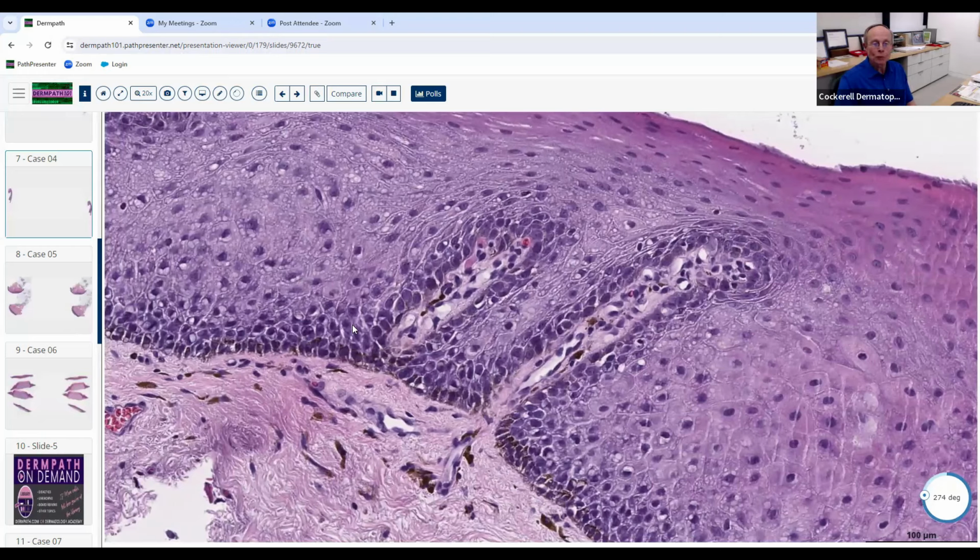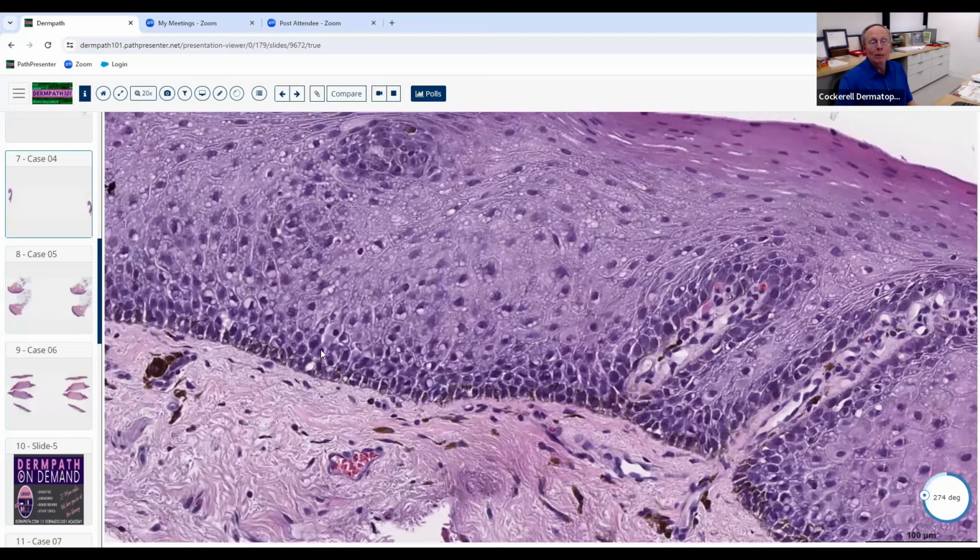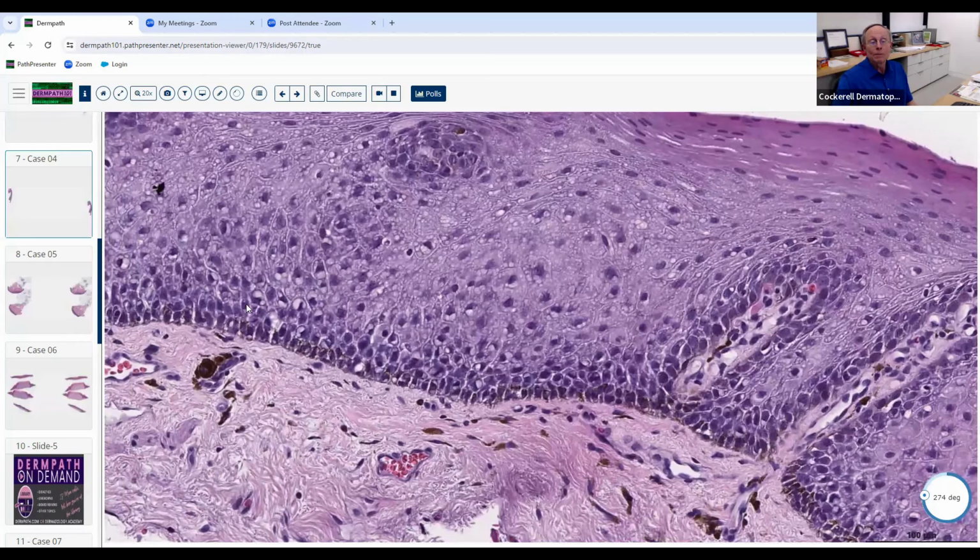If it's melanoma in situ, they do tend to get way up in this area here. And you'll also start seeing some pagetoid spread, some large cells with some clefts around them. They won't be confined to the epithelium here. They're going to be present above the junction, way up in this area.